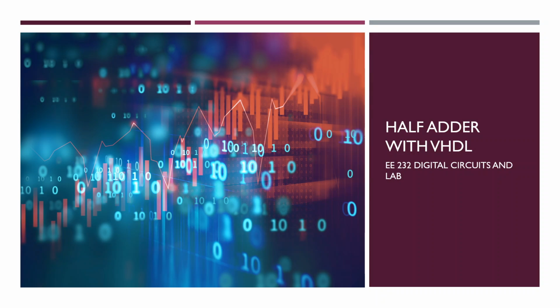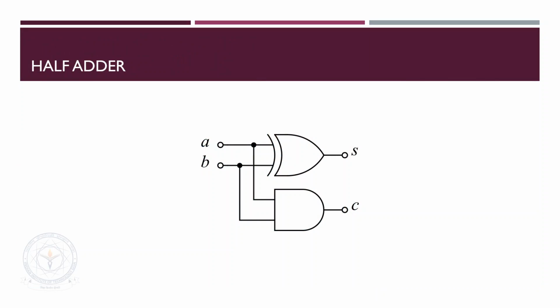Hello everyone. We have seen how to design a half adder using an XOR gate and AND gate to perform a 2-bit addition, right? In this video, we are going to implement the same half adder with the help of VHDL. Okay, let's do that. So we know the circuit diagram.